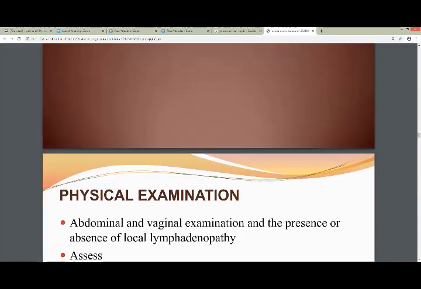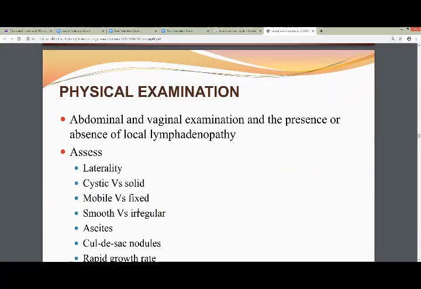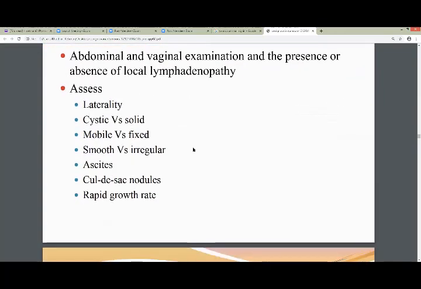A complete physical examination should be done. Abdominal and vaginal examination, not in case of a not sexually active lady, and the presence or absence of any local lymphadenopathy, as we will discuss later in our lectures with malignant counterparts, where lymphadenopathy, especially of the pelvic region, is very important in cases of evaluation.